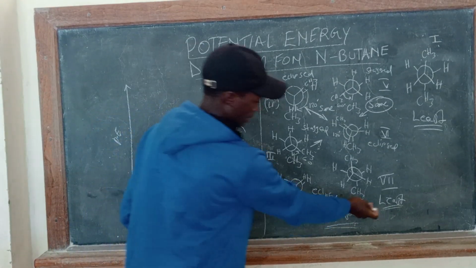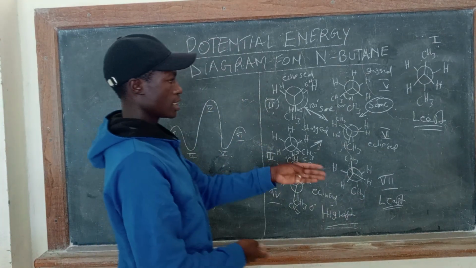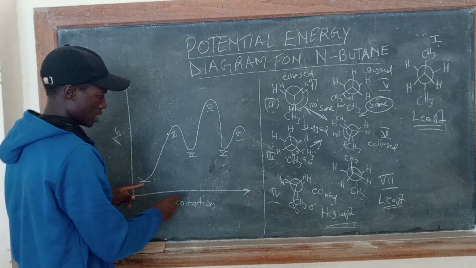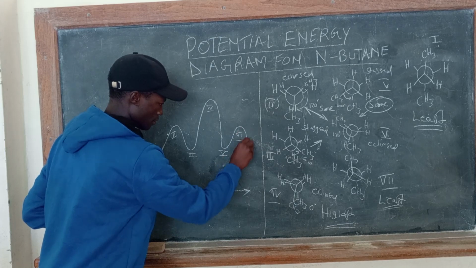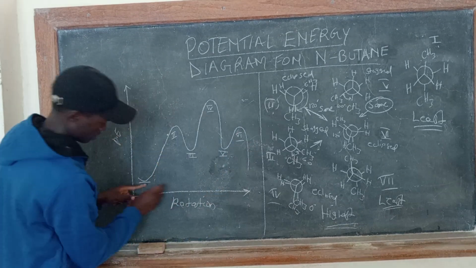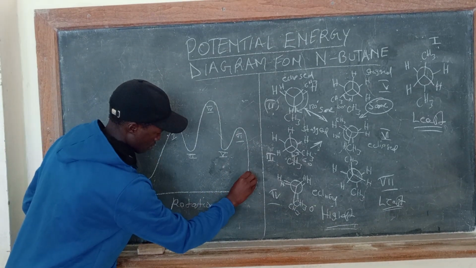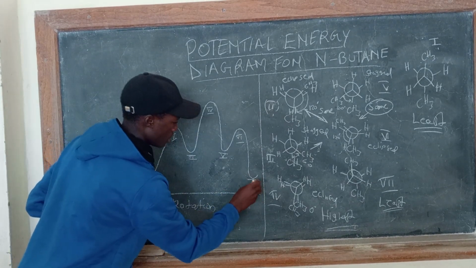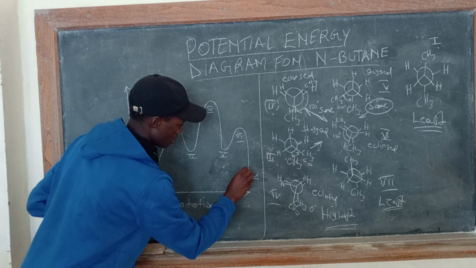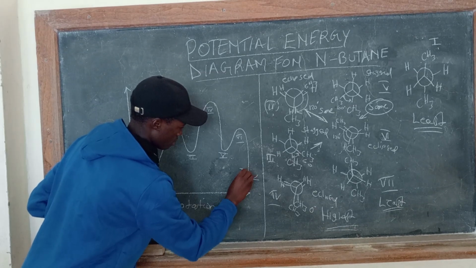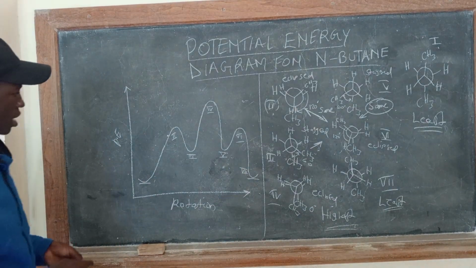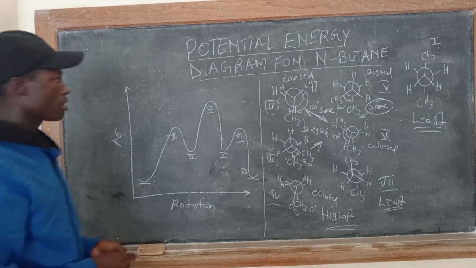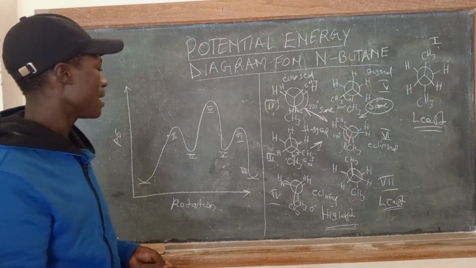Then we go to number 7. Number 7 has the least amount of energy. It has the same amount of energy as the first one. And the first one is here. So it has the least amount of energy, the same level. Alright. So this is number 7. So this is now the potential energy graph for the N-Butane.